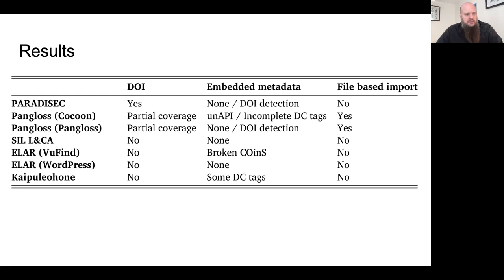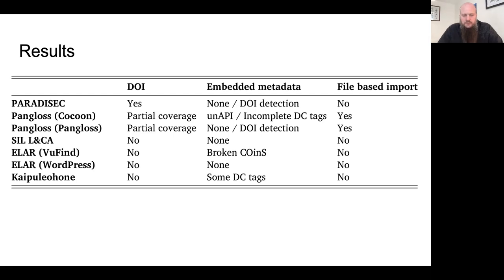Pangloss, and this is the interface managed by the Swift campus, does not have metadata embedded in the headers, but it does use some DOI detection, and it pulls metadata from DataCite. The SIL Language Archive has none, doesn't use embedded metadata for the metadata of the objects. It has embedded metadata for the web page and for things like Twitter.